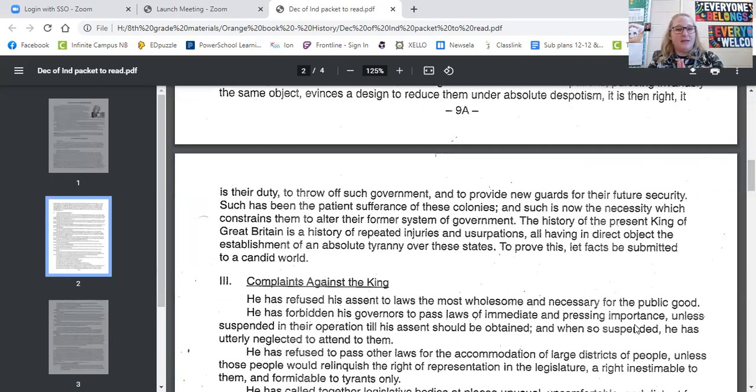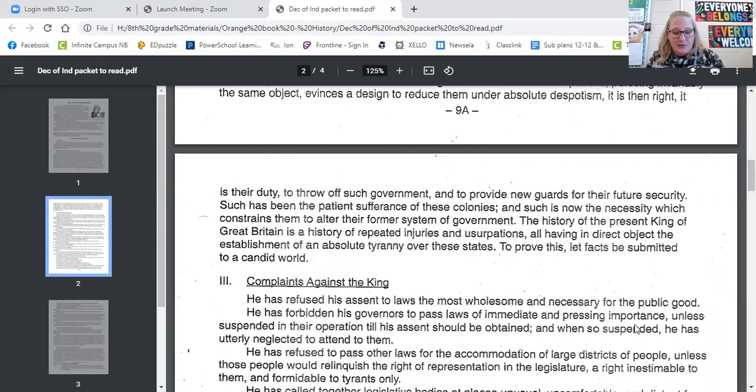So in other words, this is like going on to social media and changing your relationship status to single. They're basically announcing, the colonists are, that they no longer want to be colonists. We are our own country, and you don't have to go through Britain to deal with us. If you want to trade with us, come see us. So the facts submitted to a candid world are when they're announcing it to everyone.